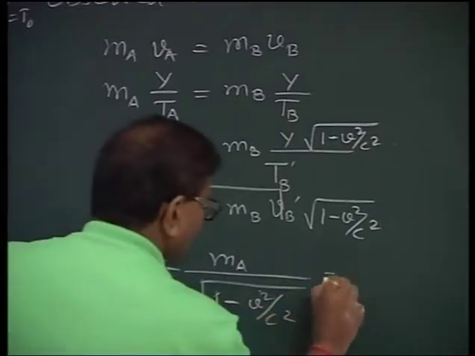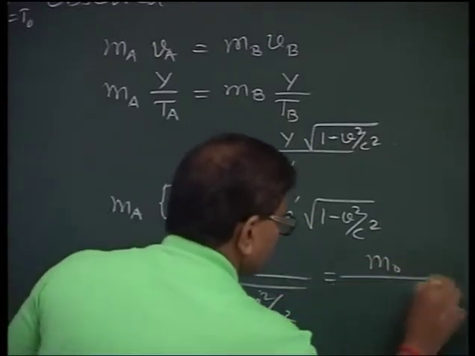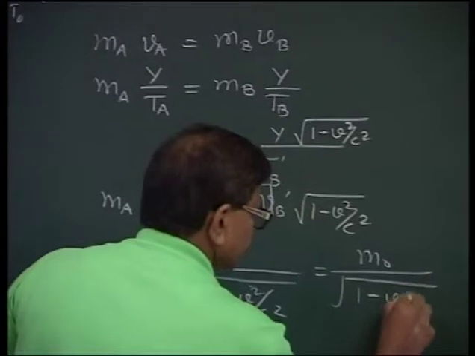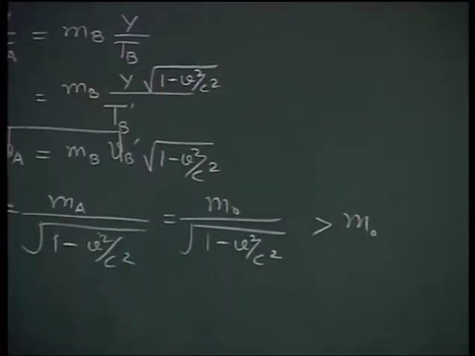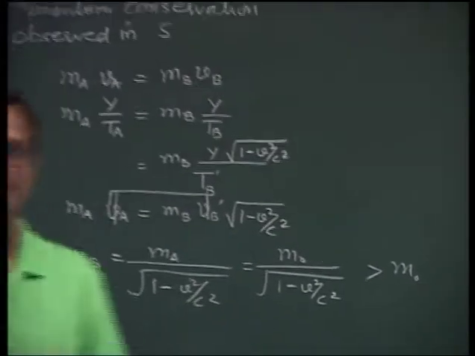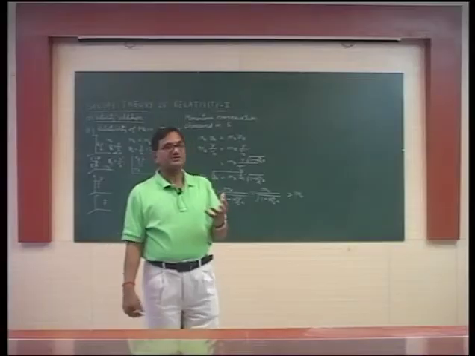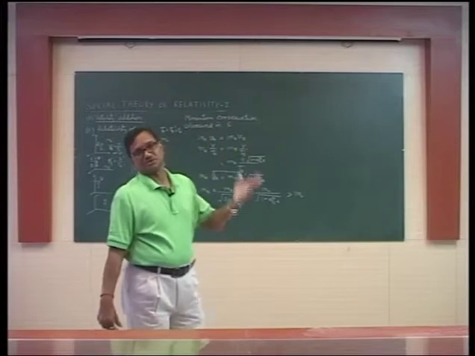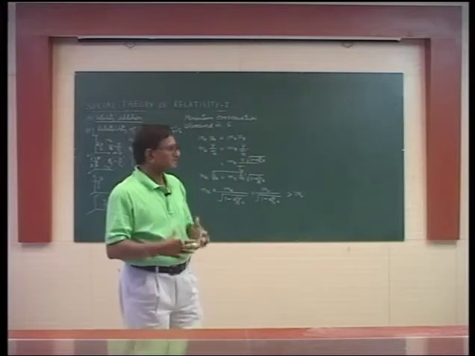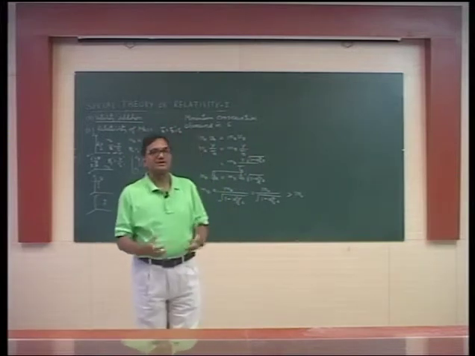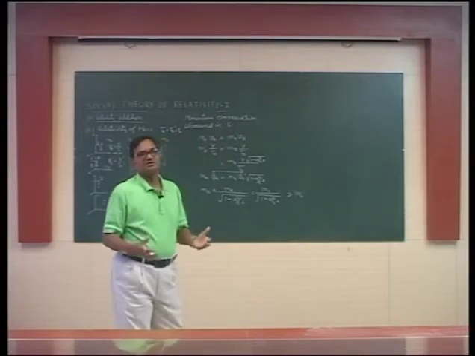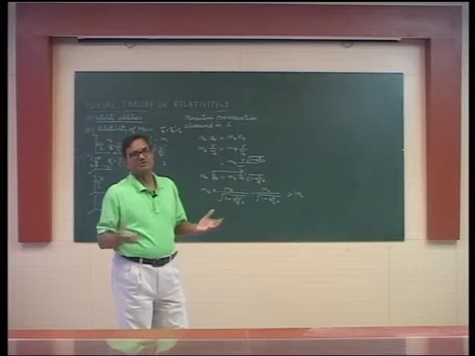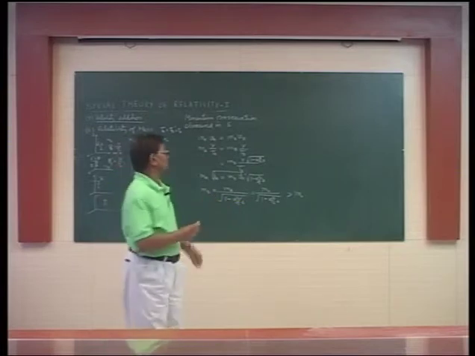M is the proper mass, so m0 divided by root of 1 minus v square by c square. This is greater than m0. So what do we find is that mass appears to have increased on motion. That means as a material particle moves with a very high speed, its mass appears to be increasing and goes on increasing. Mass goes on increasing.